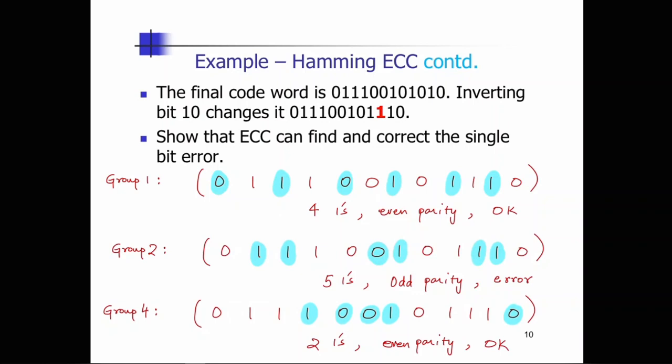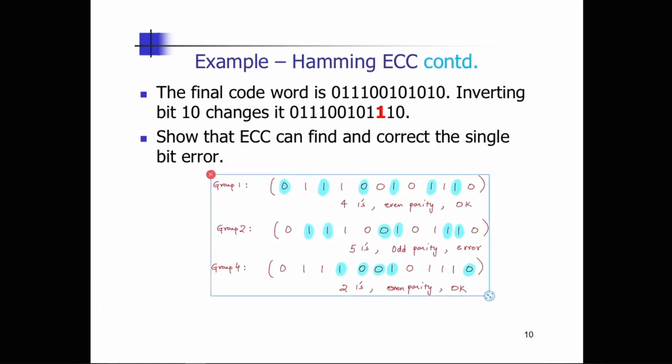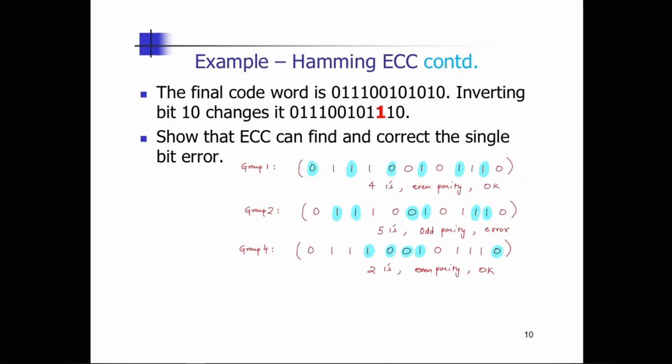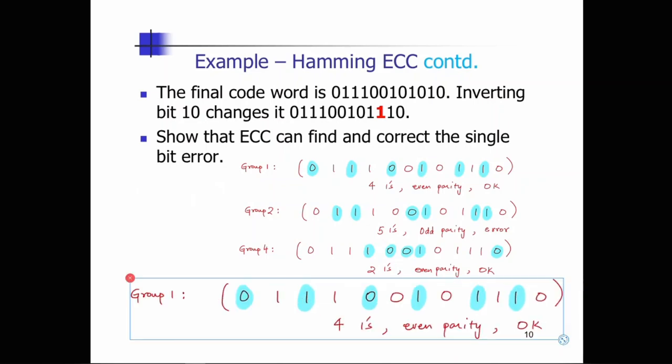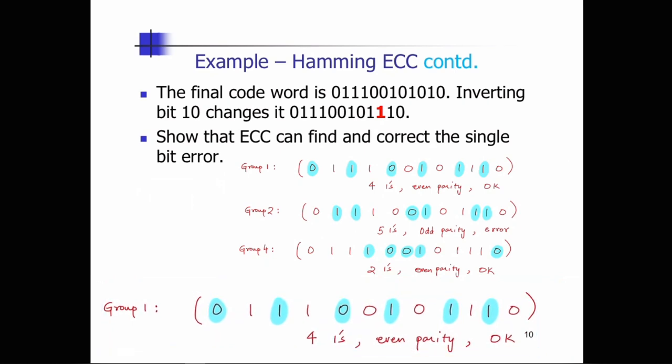And now that I have seen all of this, I will simply resize this and make it slightly smaller so that we can take a look at our last group, which is group 8. So group 8, erase. Number of ones, parity, okay, I don't know.